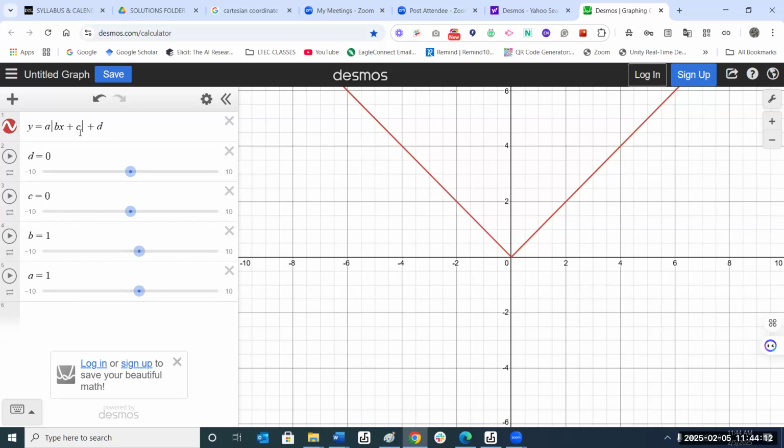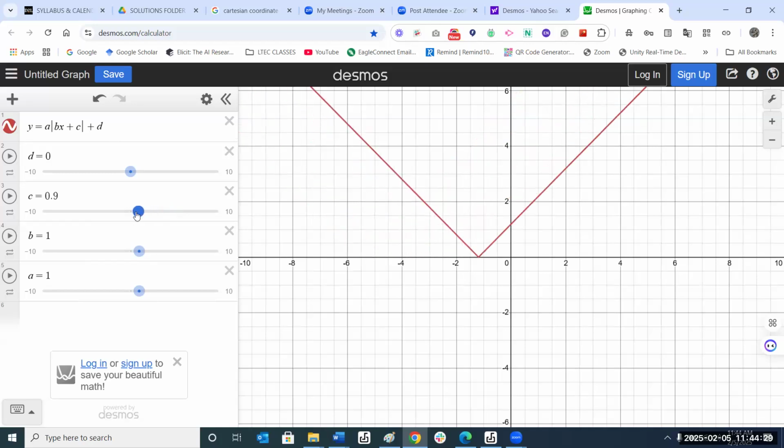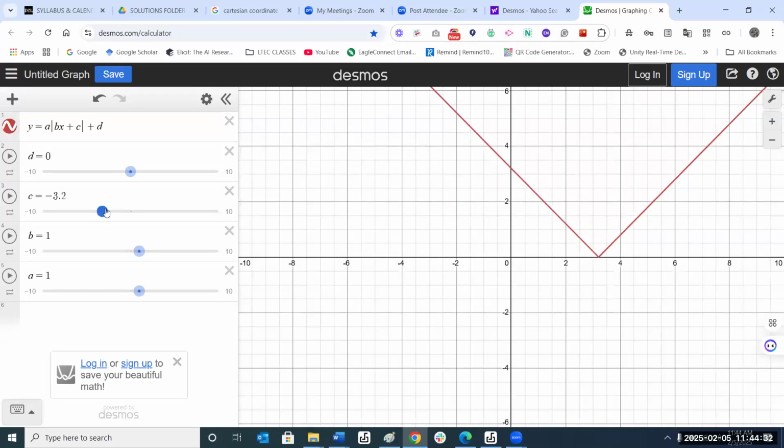Now C, inside here, if C becomes positive, what happens to the graph? Because it's inside, it shifts the opposite, it shifts to the left. If I go to the right, it goes to the left. If I go to the left, it goes to the right. That's all C does.